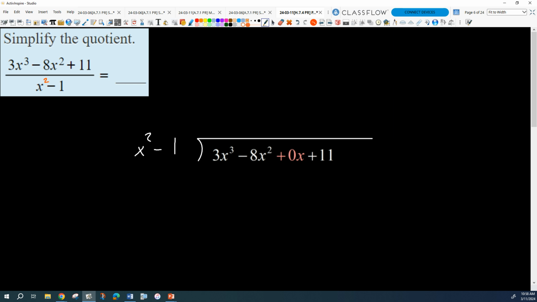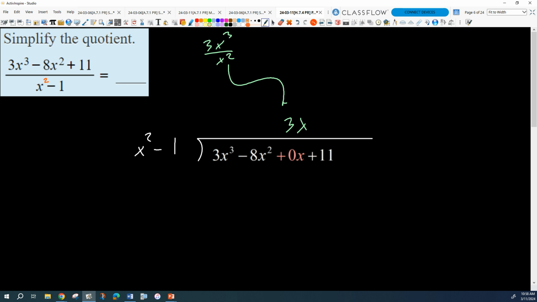And what do I do first? I get 3x, right? And the way we get that, remember, is this. I'm just doing leading term inside divided by leading term outside gives me 3x. Okay, so there it is. Okay, now what do I do? I got a term up here.